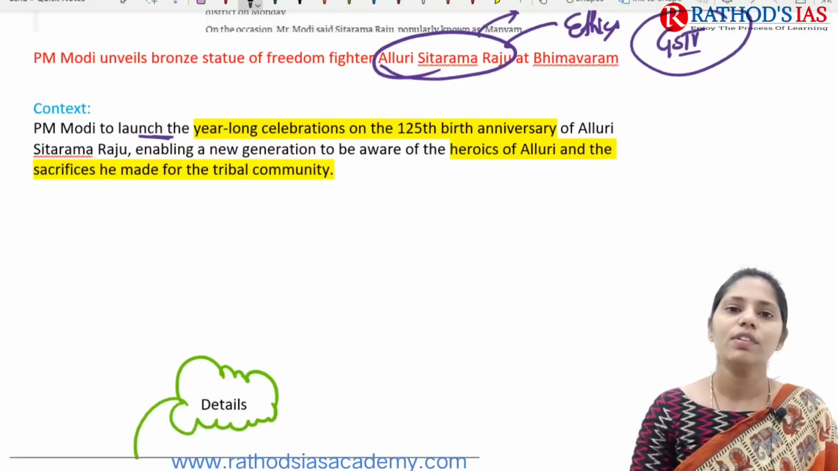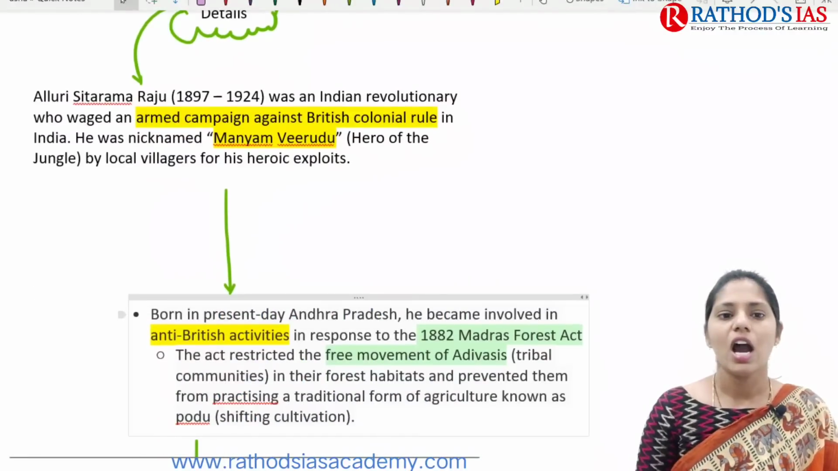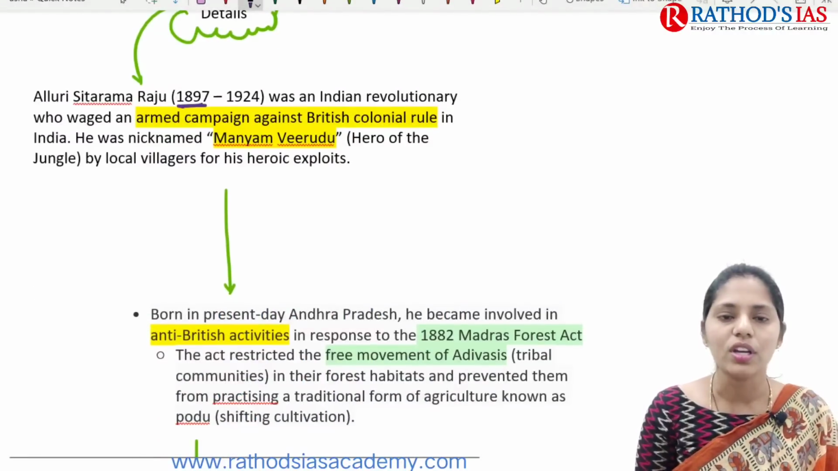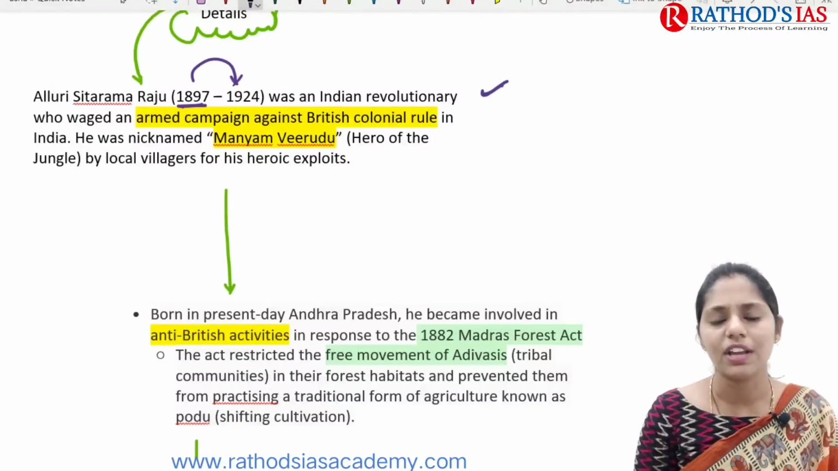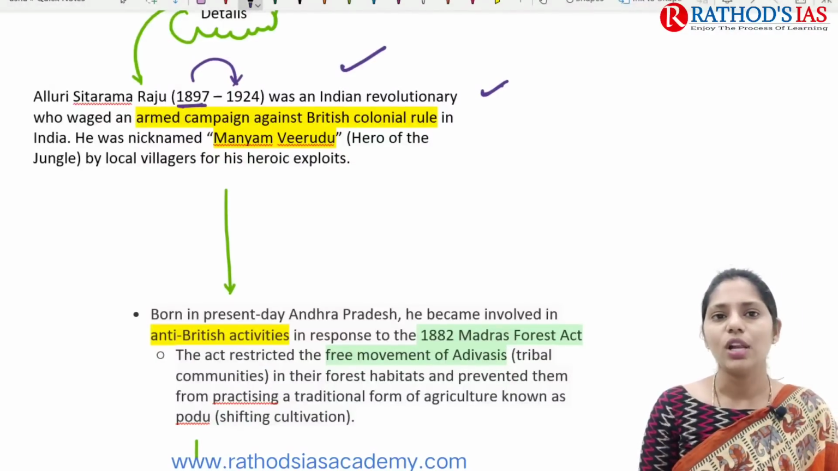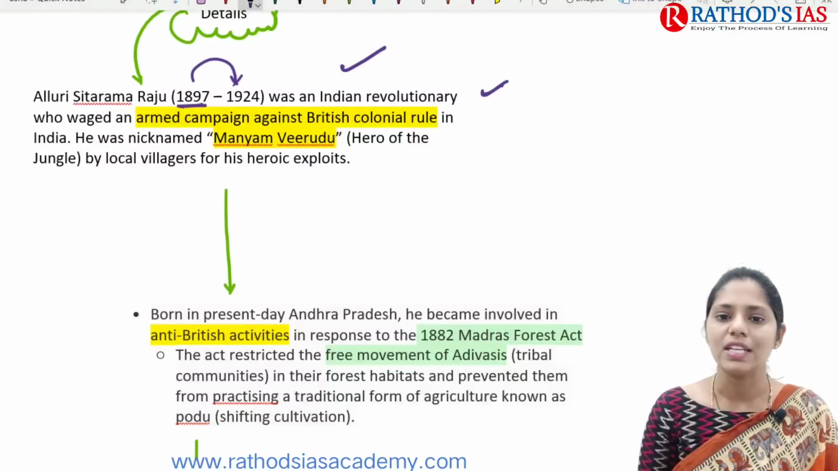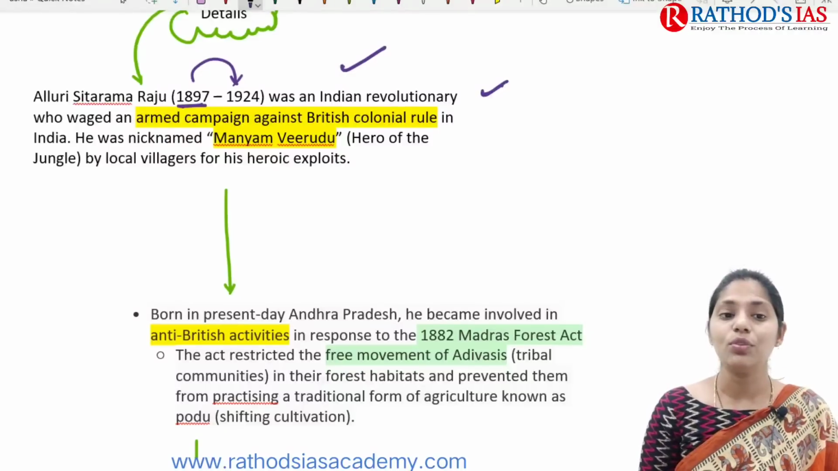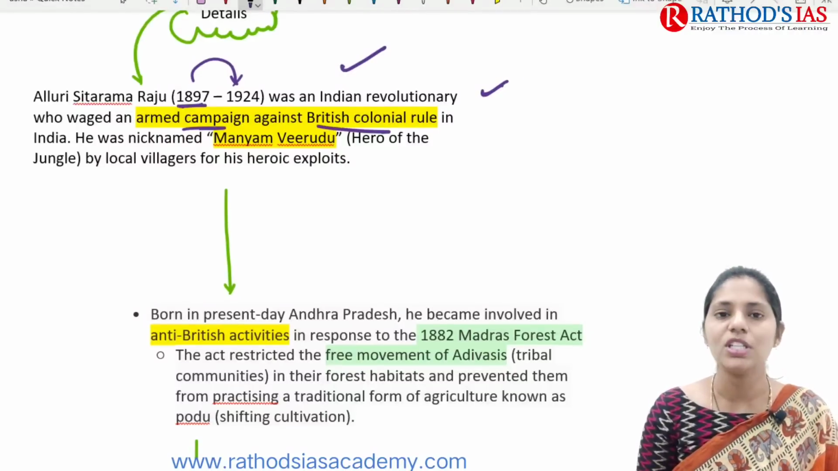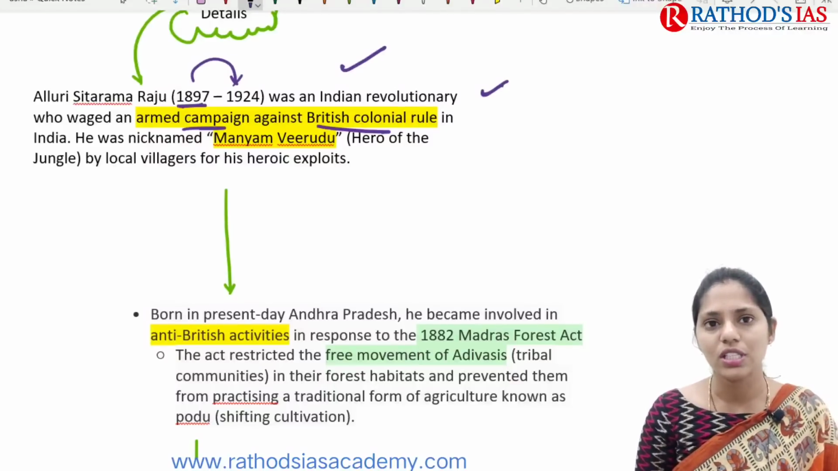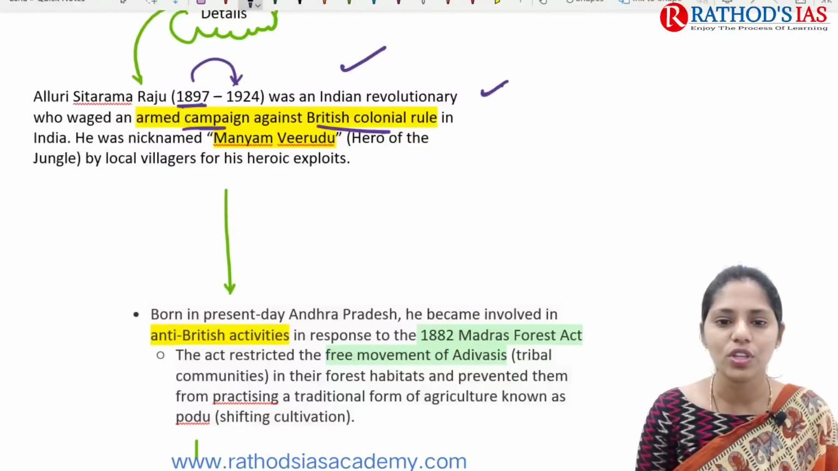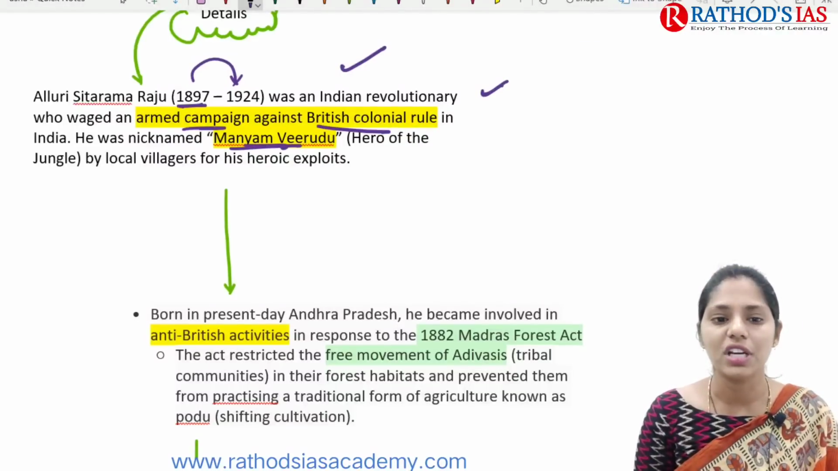If we're talking about details, it mainly says that Alluri Raju was born in 1897 and he died in 1924. Actually, he lived for a very short lifespan. Alluri Raju was an Indian revolutionary and he mainly waged an armed campaign against British colonial rule in India. If you're talking about his nickname, it was Manyam Veerudu. Okay, Manyam Veerudu. It means nothing but hero of the jungle.